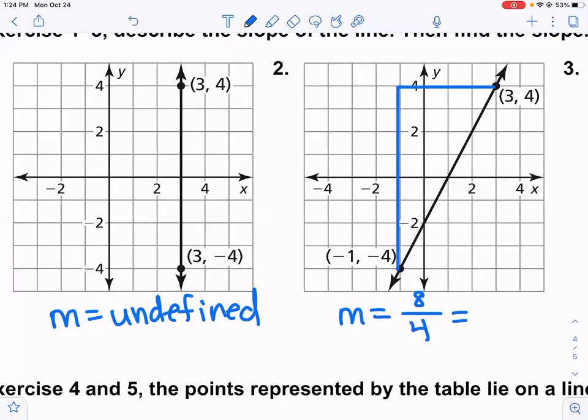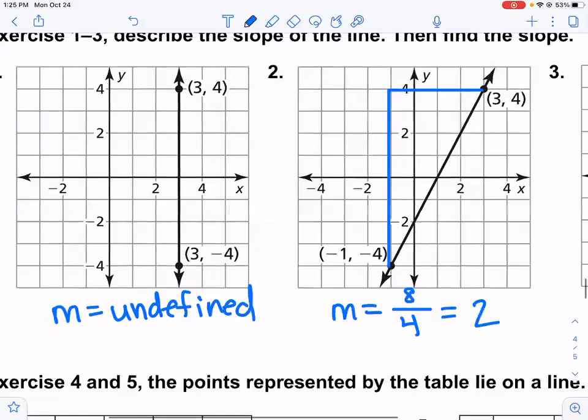I kind of have it like this. It could have, but we have to put the rise over the run. You still get the same numbers, but the rise needs to go over the run. Okay. So what's 8 divided by 4?